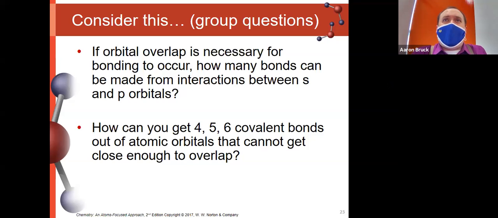They're great for pi bonding, but they're not good for anything other than that. They're not going to form a sigma bond, and therefore they're not going to form any kind of bond on their own. And yet, we have seen example after example of molecules that have 4 covalent bonds, 5 covalent bonds, 6 covalent bonds. How's that possible?